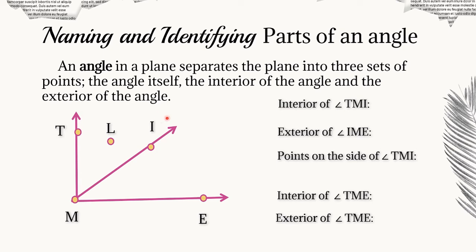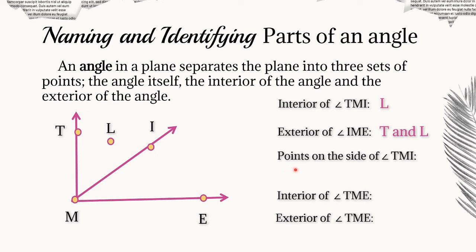Let's have an example. We have here an interior of angle TMI. So, ito yung angle. At ang vertex nila ay M. Pag sinabing interior, ano yung points na nasa loob ng TMI pero wala sa side of the angle? That will be point N. How about the exterior? Angle IME. Yan yon. So, points niya ay I, M, E. Pag sinabing exterior, wala sa loob o sa side ng ating angle IME. That will be points T and L.